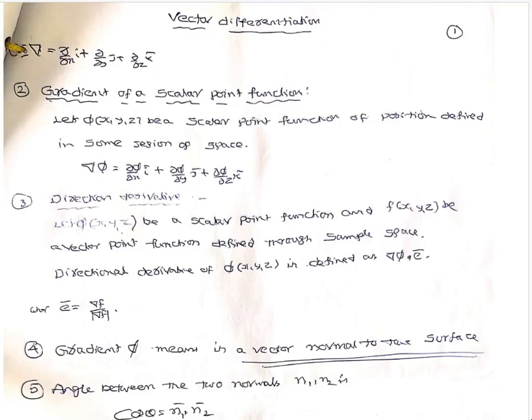Gradient phi. Now what is meant by gradient phi? Gradient always we have to find out for a scalar. The gradient of a scalar function is ∂φ/∂x into i bar, ∂φ/∂y into j bar, ∂φ/∂z into k bar.